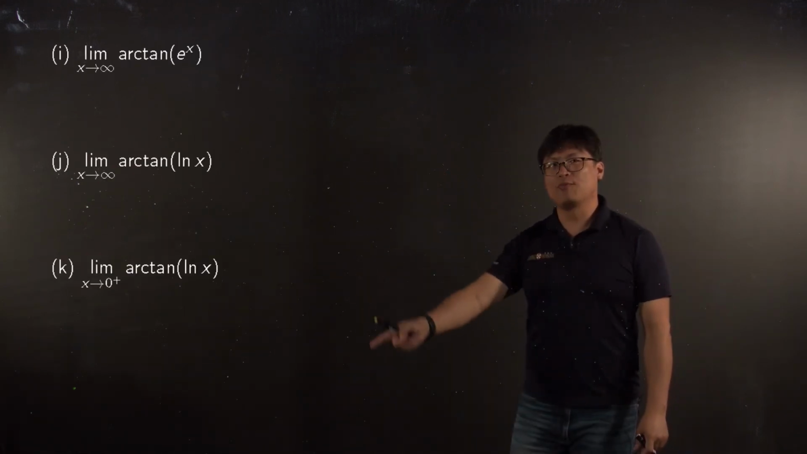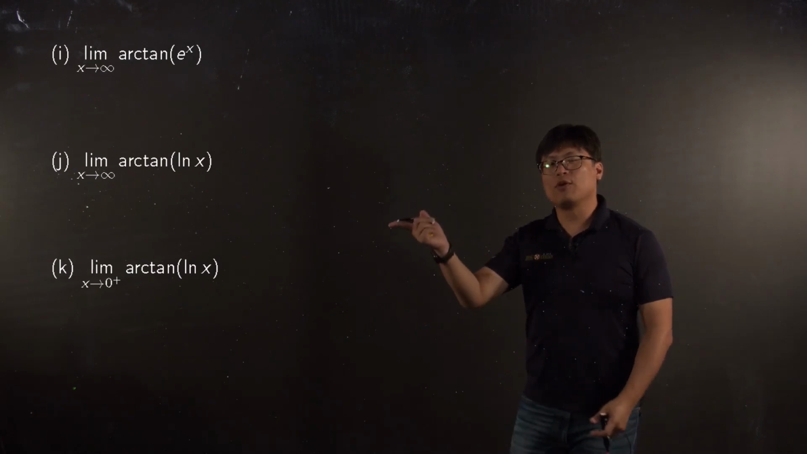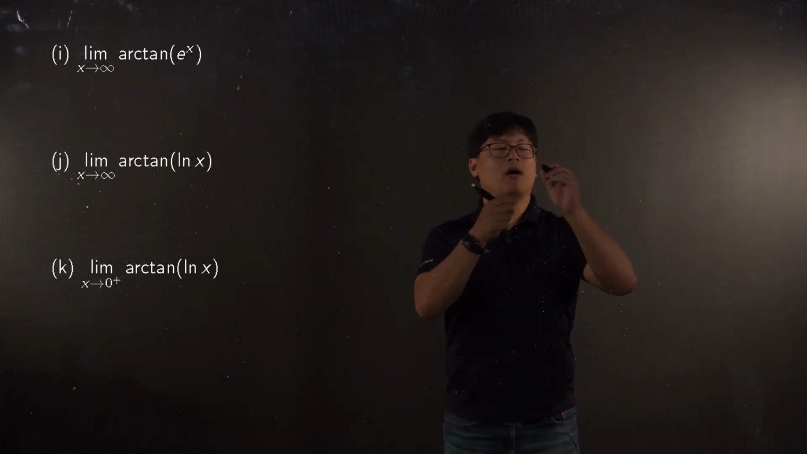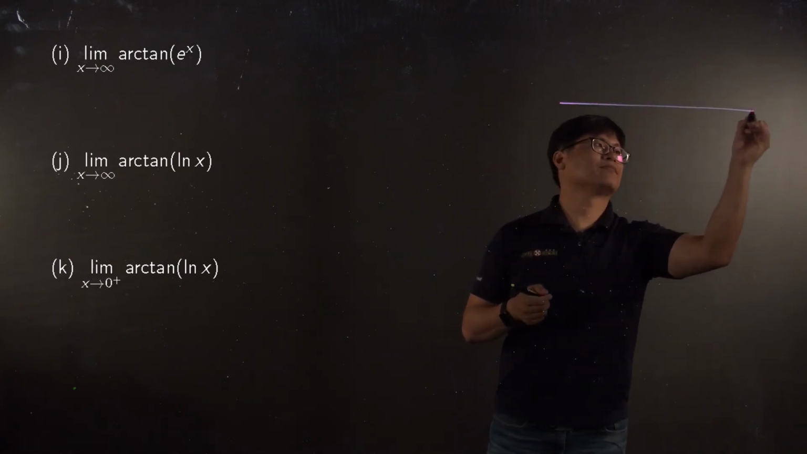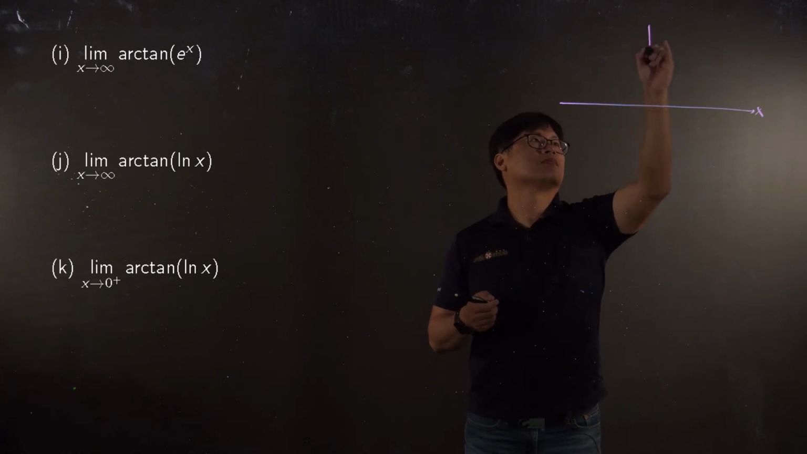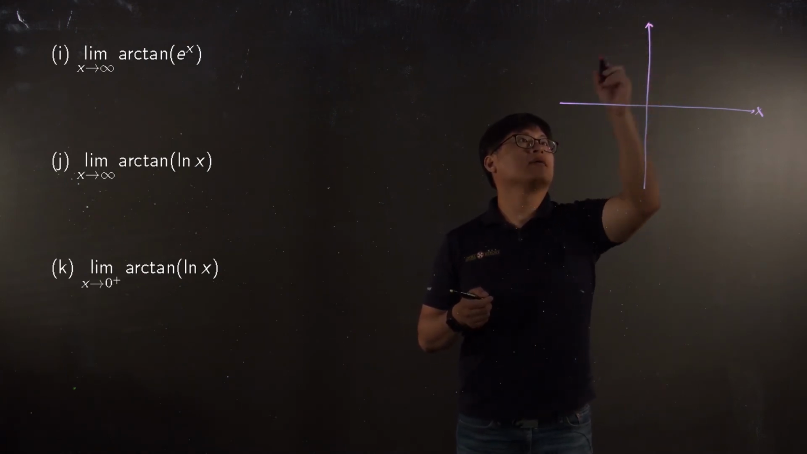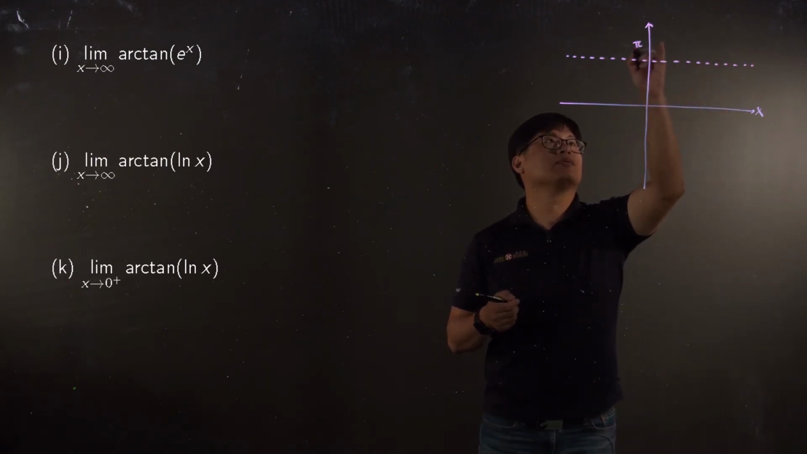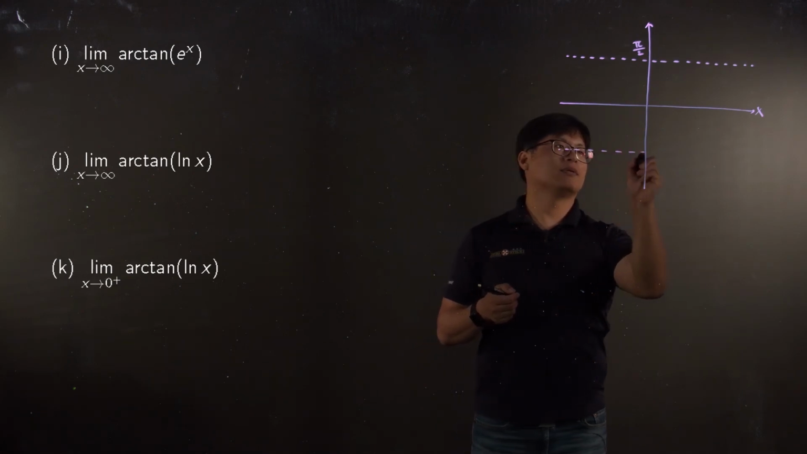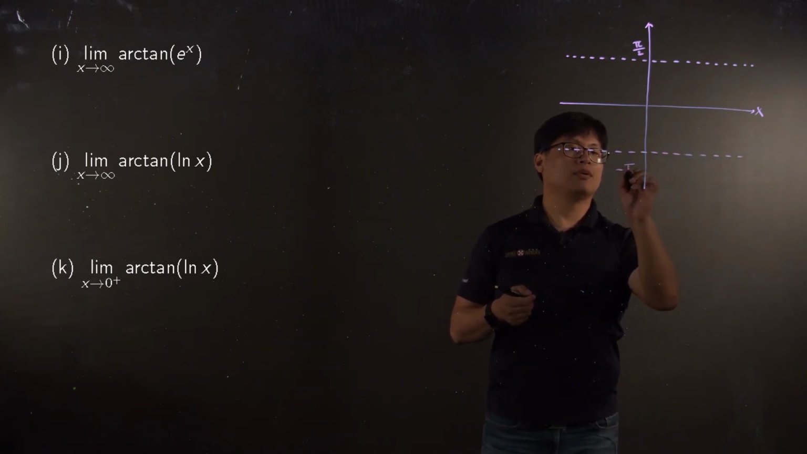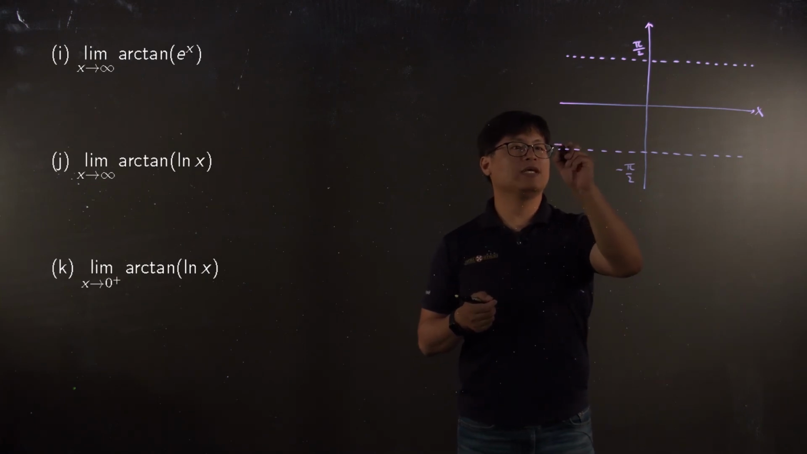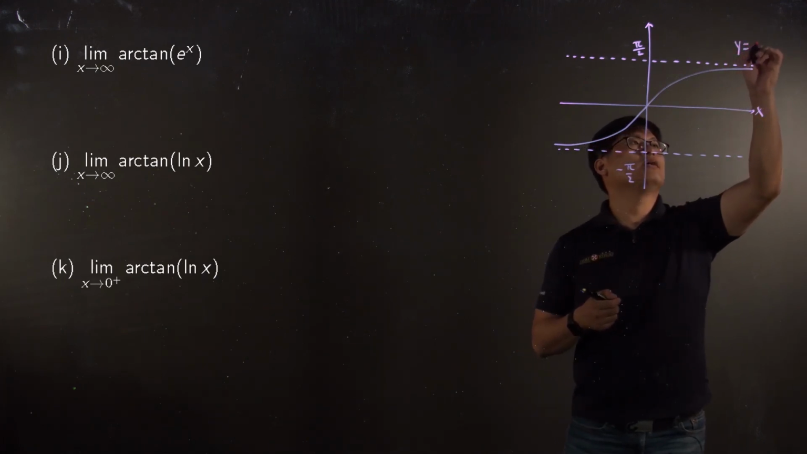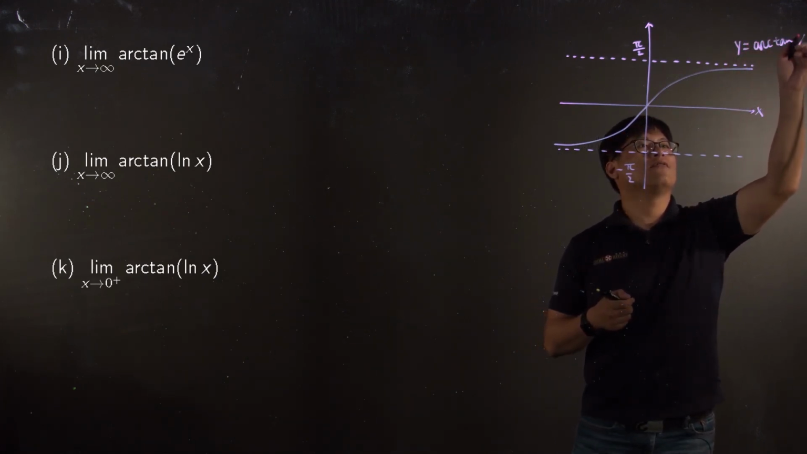So let's talk about these three problems. To talk about these three problems, you should know the graph of arctangent. Here we go. The arctangent graph looks like this. There is a horizontal asymptote at pi over 2, and there's another one at negative pi over 2. The graph of y equals arctangent of x looks like that.